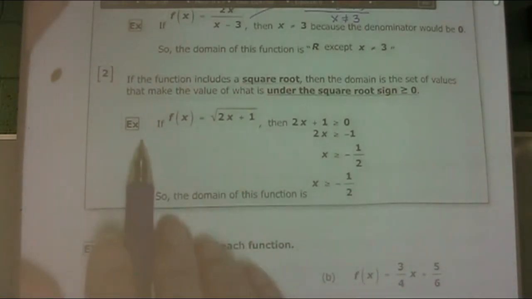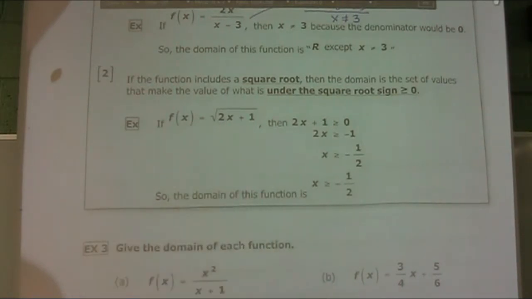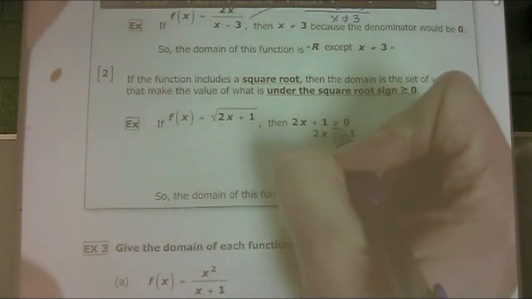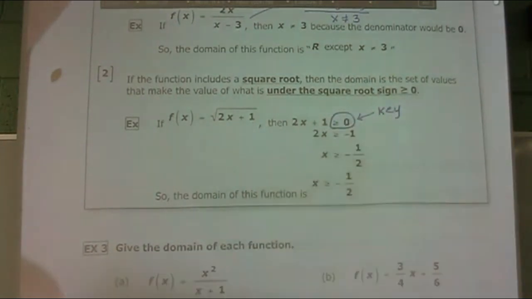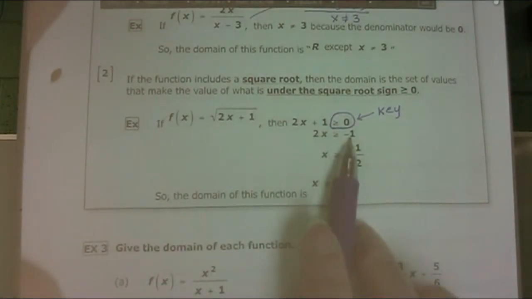So, as an example, if f of x equals the square root of 2x plus 1, here's how we're going to figure out our domain. That 2x plus 1 has to be greater than or equal to 0. This is the key. And we're going to solve that. So subtract 1 from both sides and we get 2x is greater than or equal to negative 1. Divide both sides by 2.